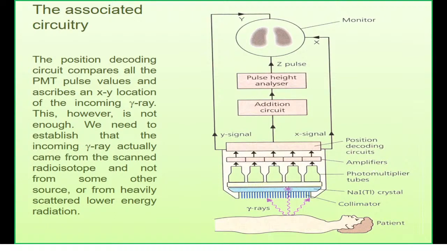This, however, is not enough. We need to establish that the incoming gamma ray actually came from the scanned radioisotope and not from some other source or from heavily scattered lower energy radiation. To do this is the role of the associated circuitry.